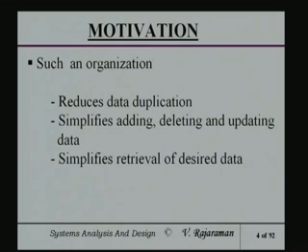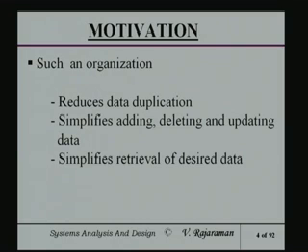There is a relationship, and the relational method of organizing reduces data duplication. Okay, it simplifies adding, deleting, and updating data. It simplifies retrieval of desired data. In other words, why should we do a relational operation? That is the motivation. So if you do a relational database organization, it reduces data duplication. If you duplicate data, storage is unnecessarily wasted, and also if there are duplicates, there is a possibility of the two so-called duplicates being inconsistent. Okay, so one should not have inconsistency. And you should be able to add, delete, update data without any errors.